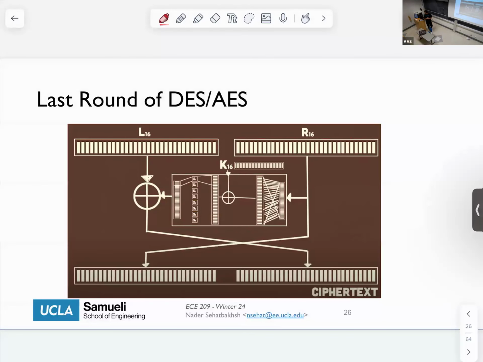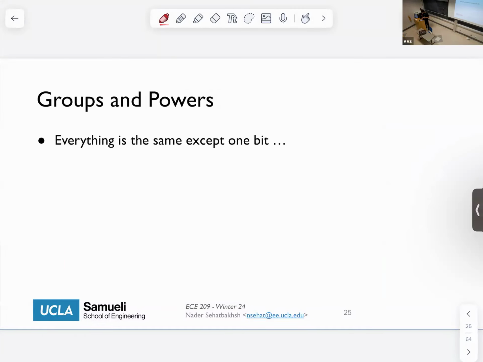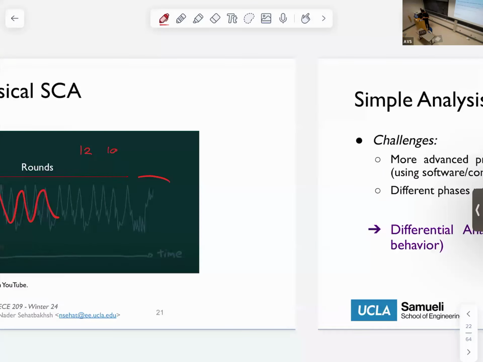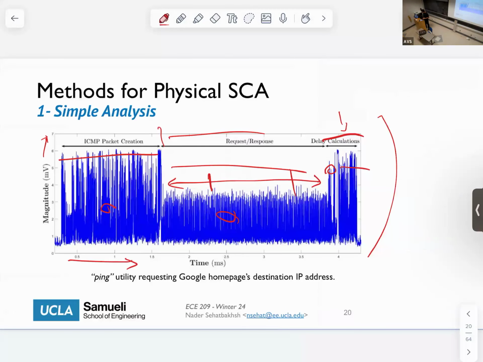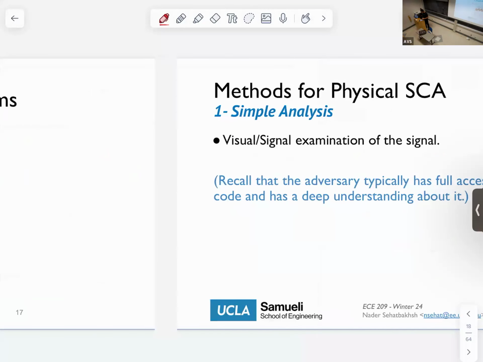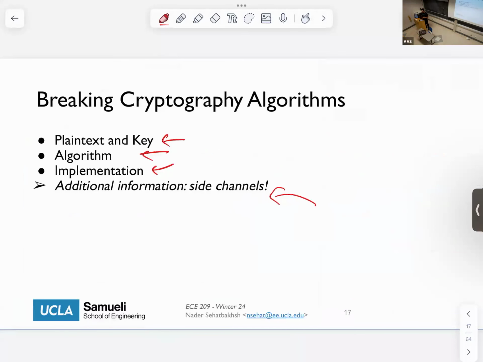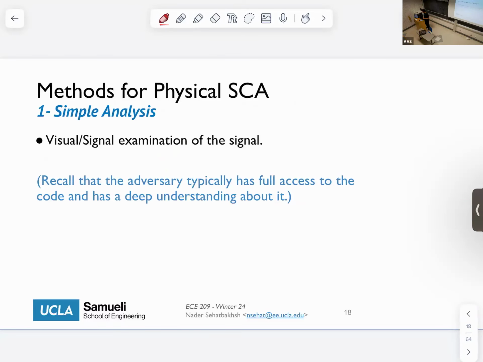Good afternoon, everybody. If you remember, we started discussing side channels. I said that the problem of side channels is that we have the inputs, we have the algorithm, we know the exact implementation, and we are trying to find the secret information, usually the key. I started with three approaches.